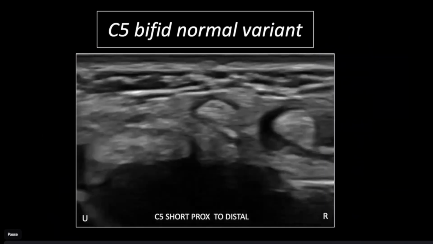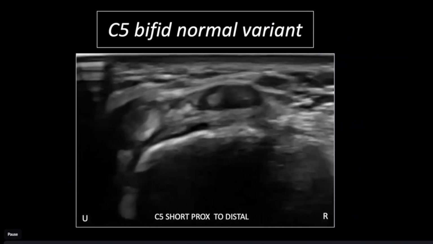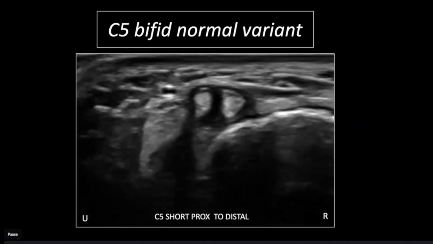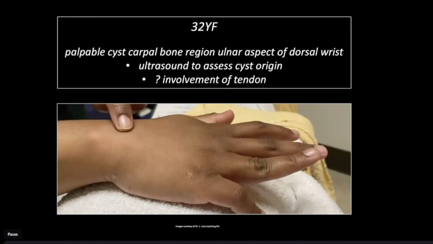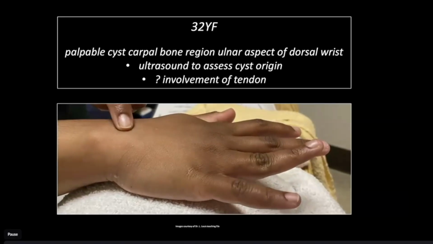Bifid is very common. You can see 2 slips. This case was a 32-year-old female who came to us from sports medicine with the thought that there was a palpable cyst on her dorsal wrist on the ulnar aspect over the carpal bones, and they wanted us to assess the cyst origin and was there any involvement of the tendon.